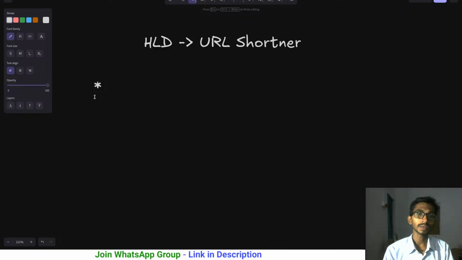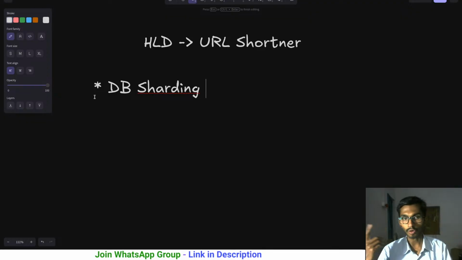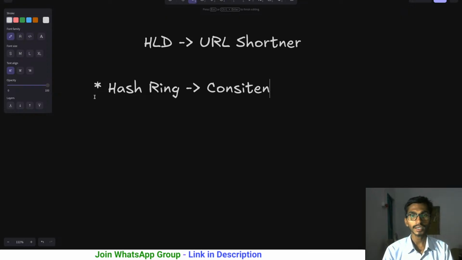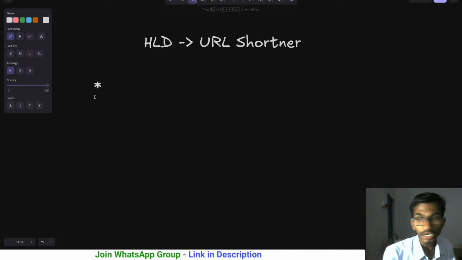Then the most important thing, that is DB sharding, so how you can actually scale the data. We talked about that, and especially when it comes to DB sharding, there are two ways. Whenever you are sharding the data, a hash ring is used, and we call a hash ring consistent hashing. Again, these things are not going to make any sense if you have no idea about them, but a hash ring uses something called consistent hashing. Using consistent hashing, we can simply shard the database and all.